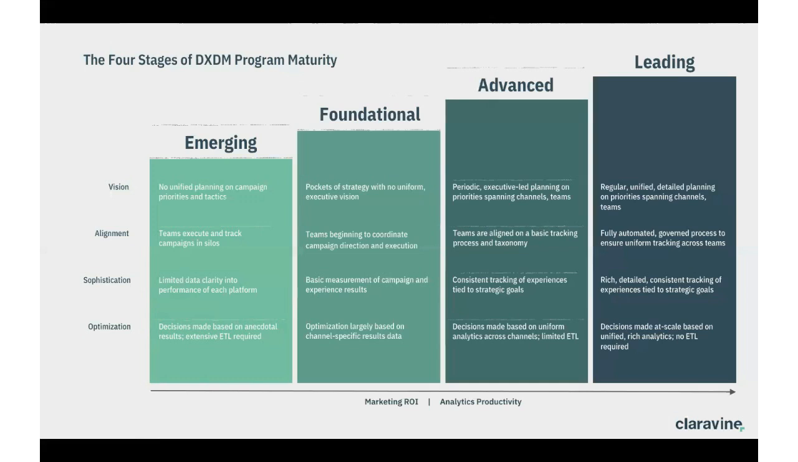As you become more advanced, you can use your marketing data because it's consistent to make uniform decisions about the true path that users are taking through your different marketing efforts. And as the data becomes cleaner, it becomes less necessary to spend all that time cleaning it. And with leading organizations, the data is clean from the beginning, and you can make decisions based on unified rich analytics across all channels and use them to optimize your marketing experiences.